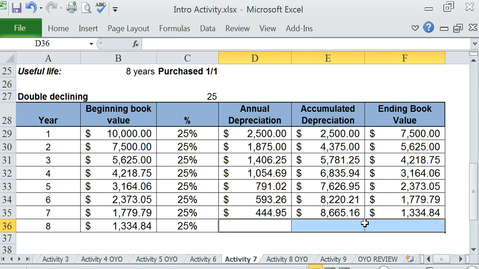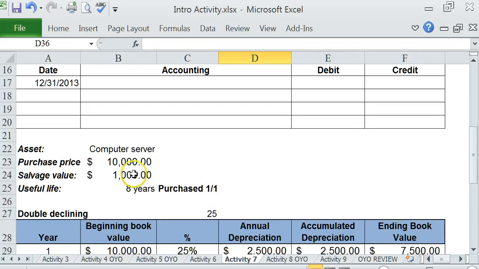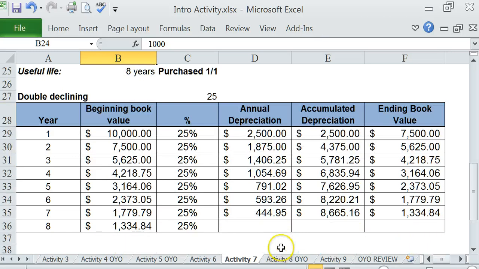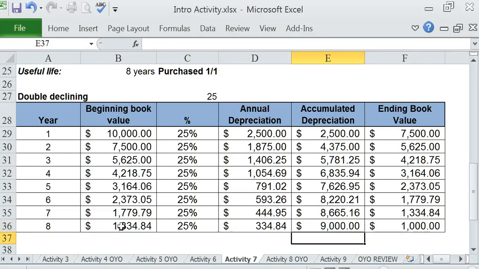So what we need to do in our last year is the last year's depreciation needs to be whatever amount needs to get you to this ending salvage value. So here's how you would calculate the last year. Simply take your beginning book value minus the salvage value. That way you will get to your ending book value. And look at, these two numbers will always be the same.